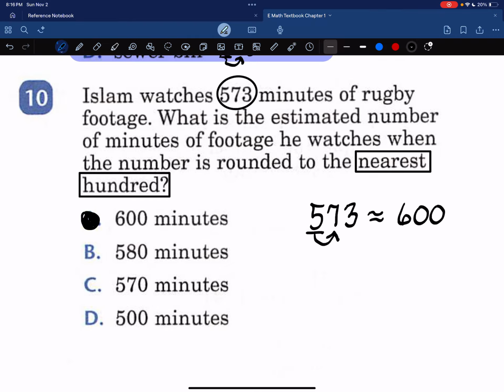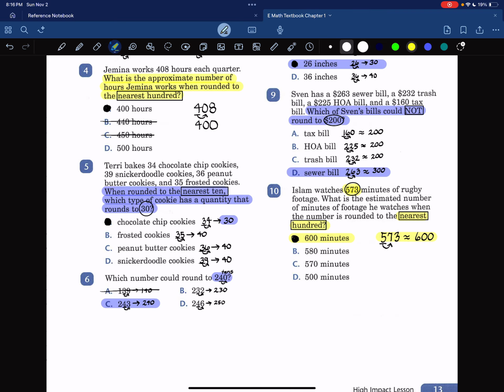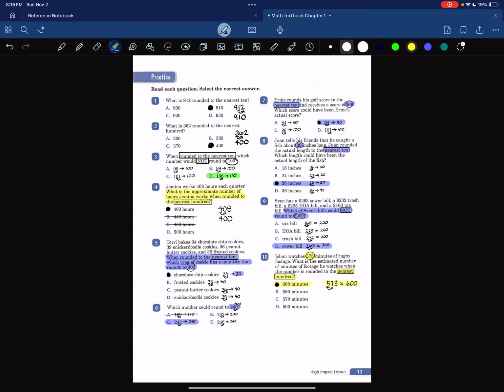Again, let me highlight the key elements here. We have nearest 100 and that number. So this is the answer we want. That is definitely a high impact lesson. It's a very important lesson.